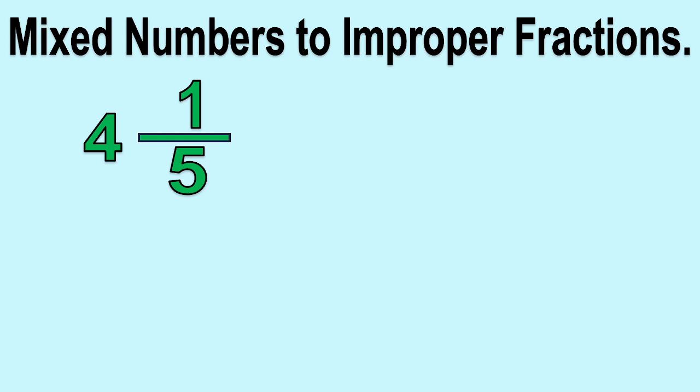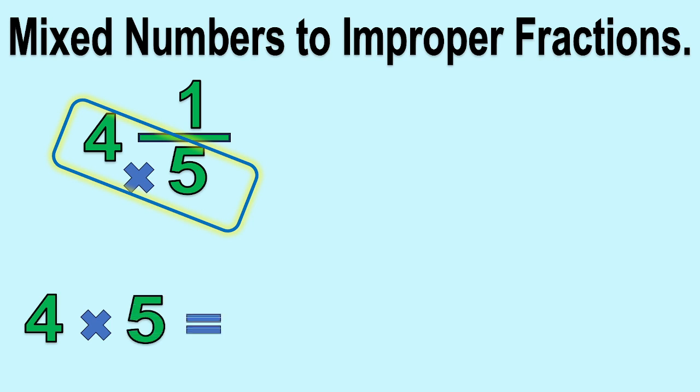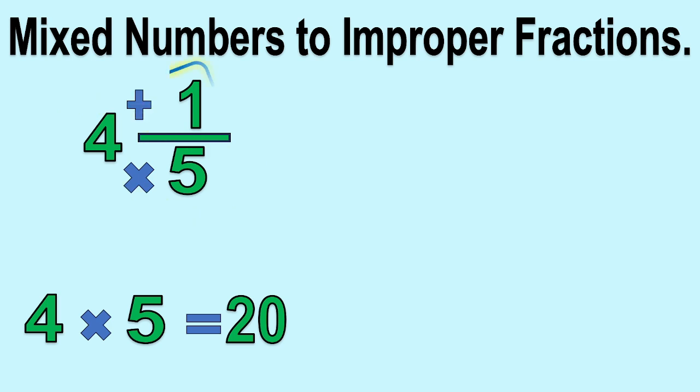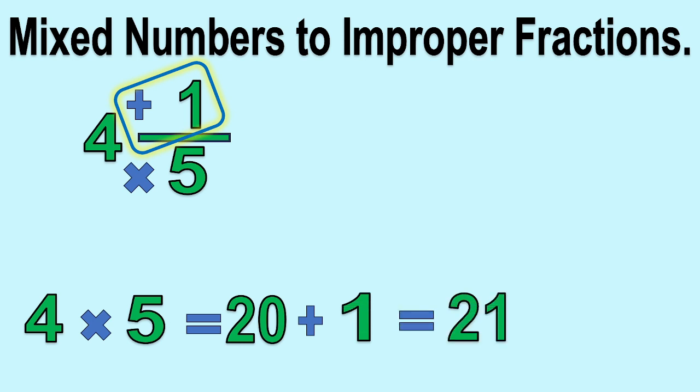Another, 4 1/5. First, multiply the whole number with the denominator. 4 times 5 equals 20. Add this product with the numerator, 1. So, 20 plus 1 is equal to 21.